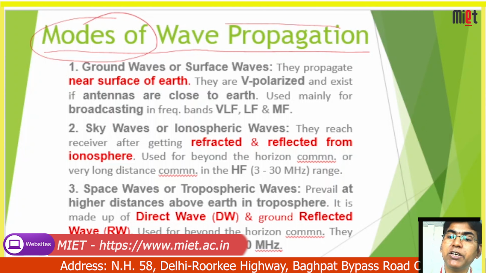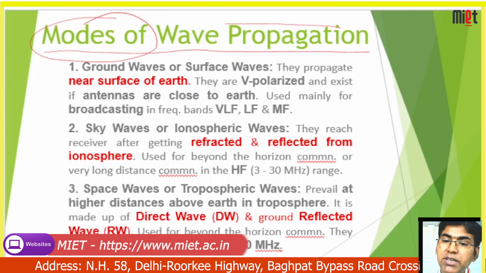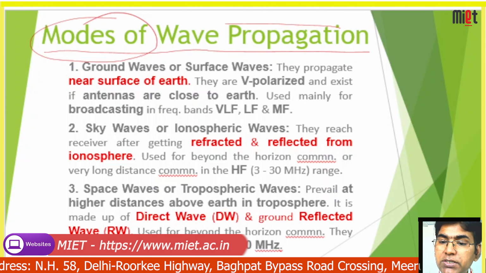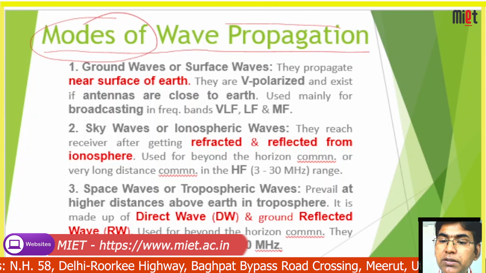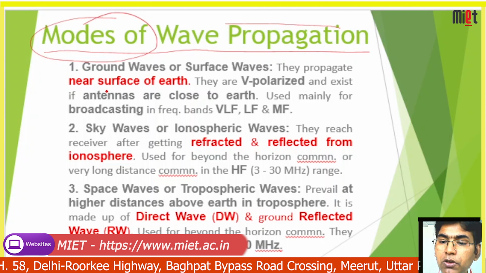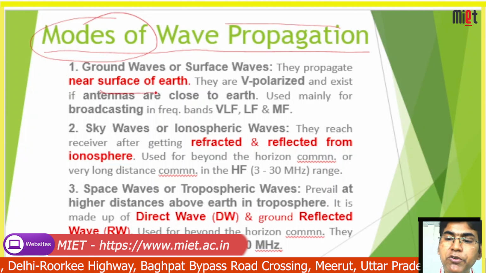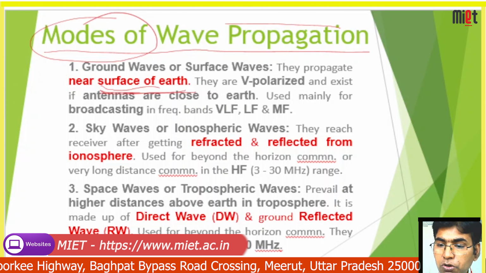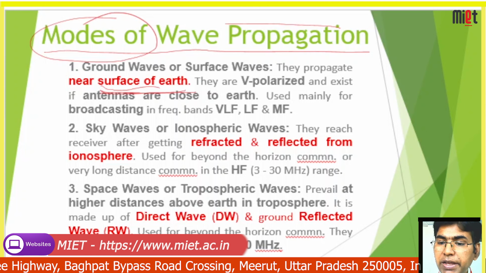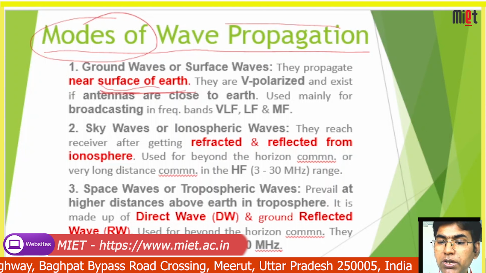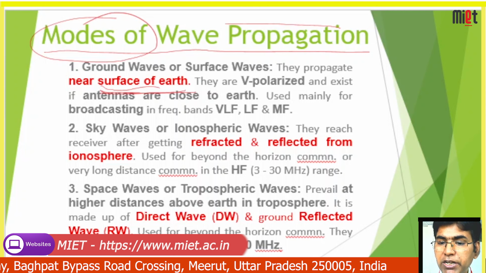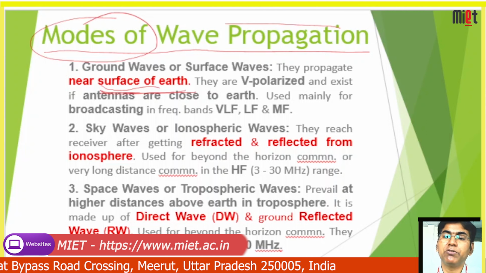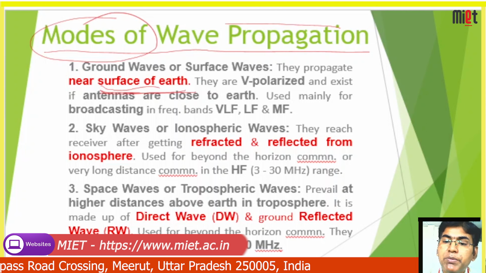So if an electromagnetic wave is traveling the distance between transmitter and receiver by gliding over the surface of the earth, then that method of wave propagation will be called ground wave propagation or surface wave propagation. In this method, the electromagnetic wave is guided through the surface of the earth. It just walks on the surface of the earth, and that method of propagation will be called ground wave propagation.